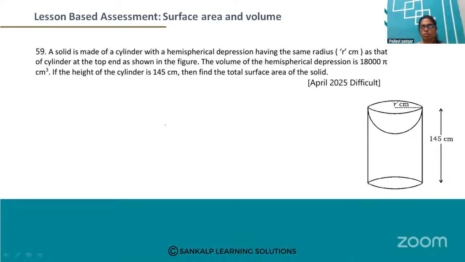Here, total surface area of the solid means curved surface area of hemisphere and curved surface area of cylinder plus the base of this circular part. So ಇವುಗಳನ್ನ ಸಮ್ ಮಾಡಿದಾಗ ನಮ್ಗೆ ಟೋಟಲ್ ಸರ್ಫೇಸ್ ಏರಿಯಾ ಆಫ್ ಸಾಲಿಡ್ ಸಿಗತ್ತೆ.